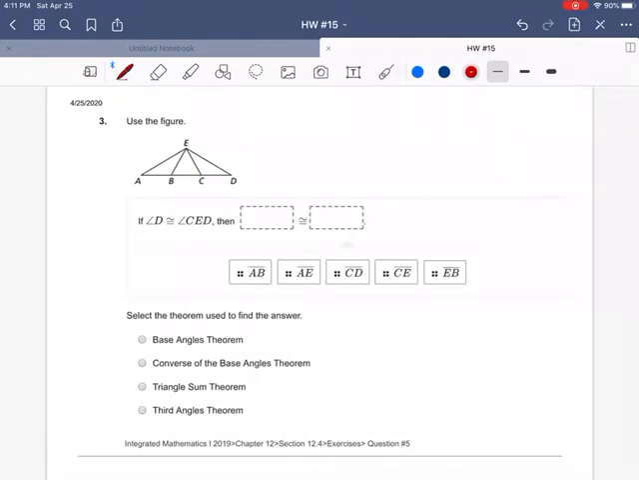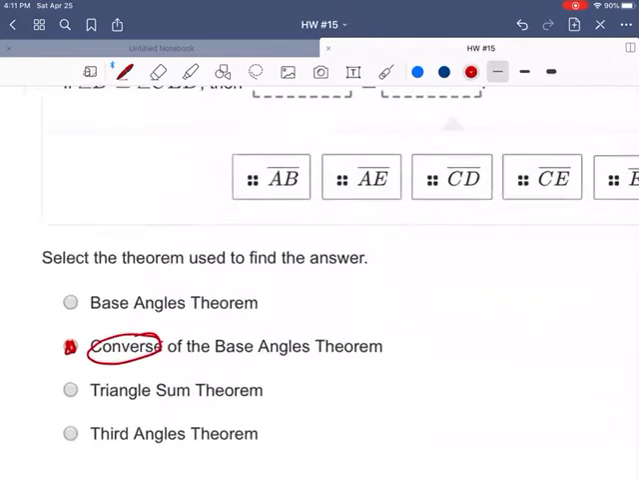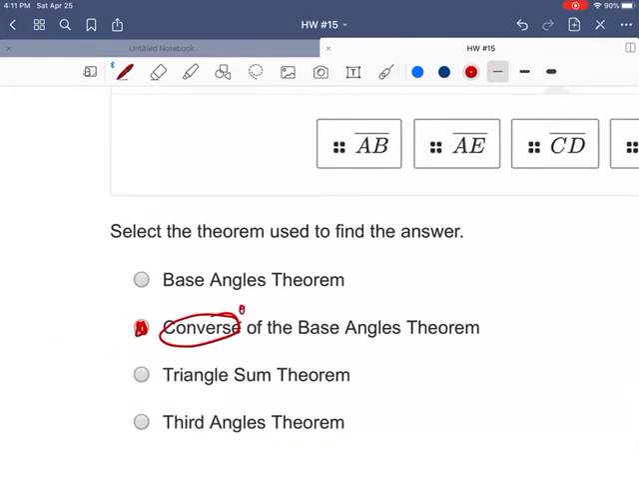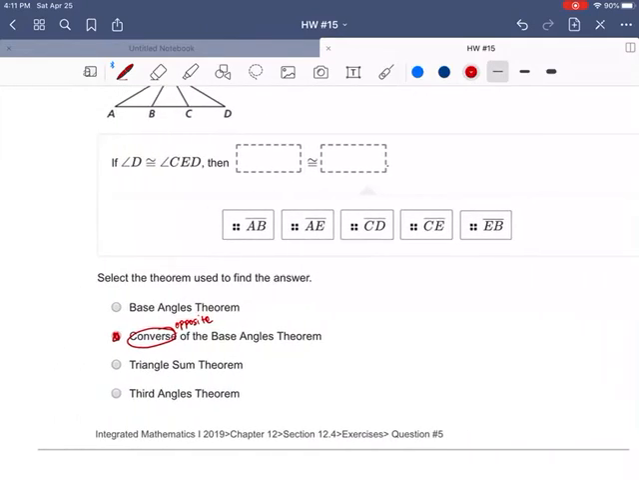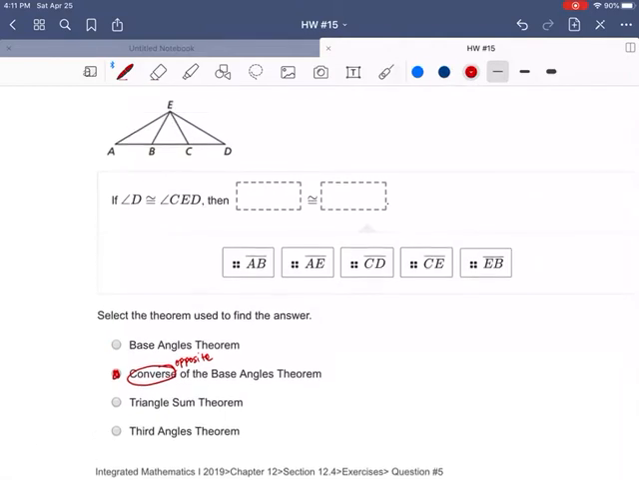Nothing on that page. Okay, this one gives us the angles, and we need to identify the sides that are congruent, so it's the converse. The word converse, it's not talking about shoes. Converse means opposite or backwards. So it's backwards from what we've typically been looking at because we're given the angles. Angle D and angle CED are the same. We need to identify the sides that are the same.